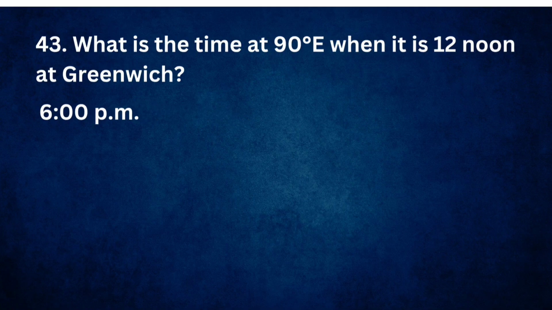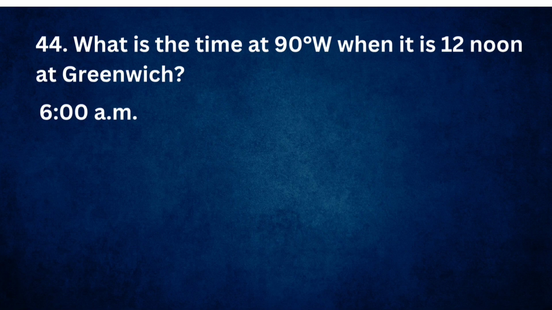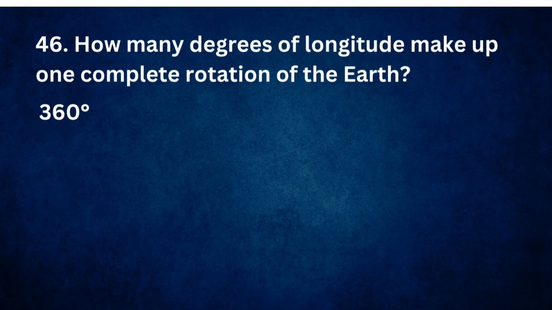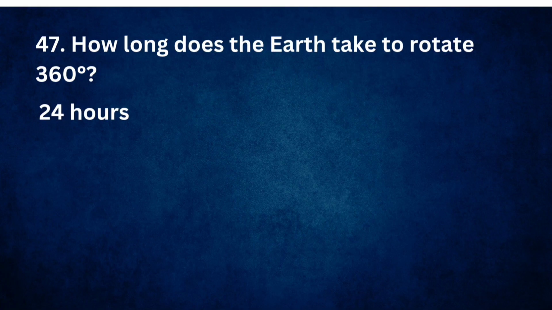What is the time at 90 degrees east when it is noon at Greenwich? 6 p.m. What is the time at 90 degrees west when it is noon at Greenwich? 6 a.m. Why do countries adopt standard time? To avoid confusion due to local time differences. How many degrees of longitude make up one complete rotation of the Earth? 360 degrees. How long does the Earth take to rotate 360 degrees? 24 hours.